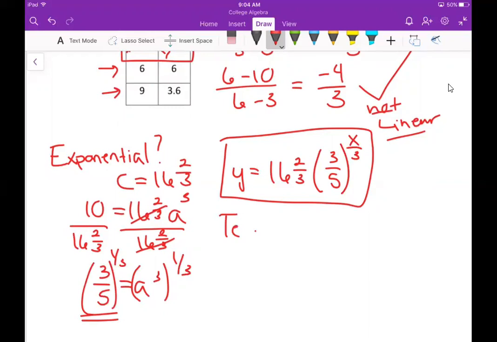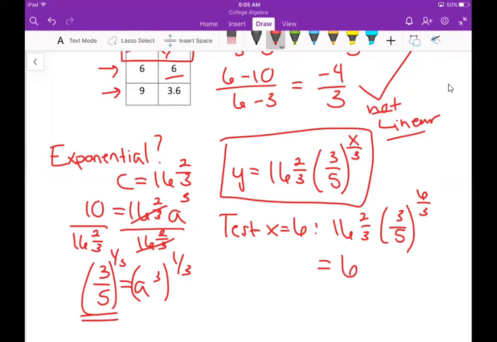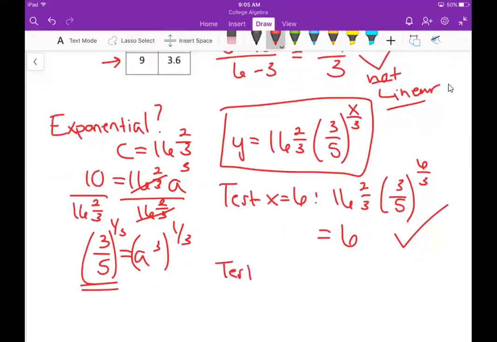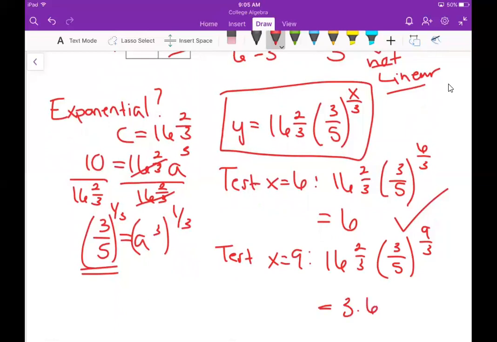Now we are going to test the next 2 points. So we're going to test x equals 6 and see if we get out y equals 6. So then that would be 16 2/3 times 3/5 to the 6 over 3. And if you plug that into your calculator, you do get an output of 6. So that point works. Then you're going to test the last point where x equals 9 and see if you get out 3.6. So plug in 16 2/3 times 3/5 to the 9 over 3 in your calculator, and you will in fact get out 3.6.